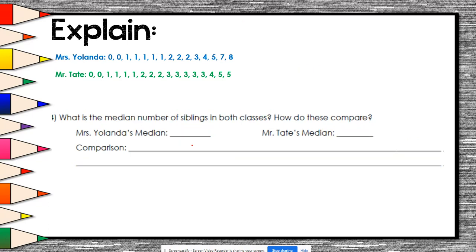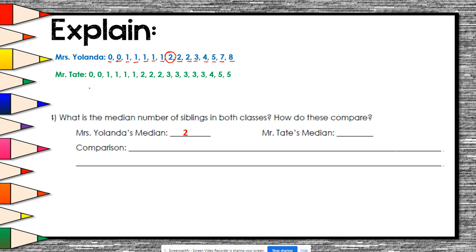Number 4 asks us to find the median, and remember median is that number in the middle. So for Miss Yolanda, we'll take away a number in the front and the back until we get all the way down to the middle. Well, when we get to the middle, we see that we have 2. And so for Miss Yolanda, it's this first 2 in her data set. So Miss Yolanda has a median of 2.